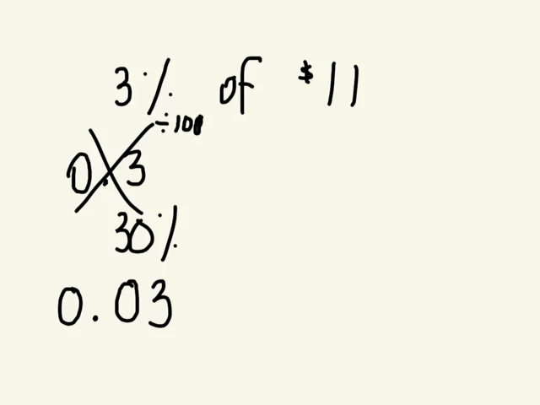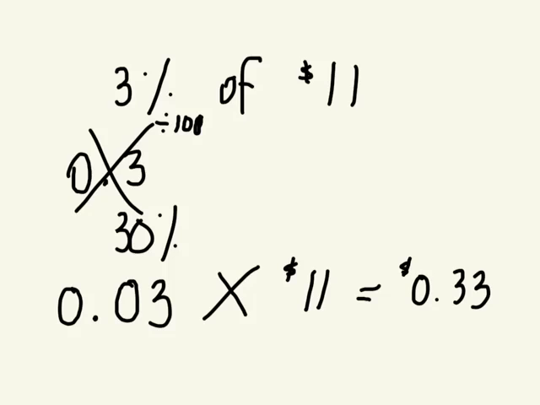Okay. So 3% of 11, so that's 0.03. What does "of" mean? Do you remember? Of means times. Good. Of $11, what do we get? 0.03 times 11 equals 0.33. Okay, good. So 0.33.